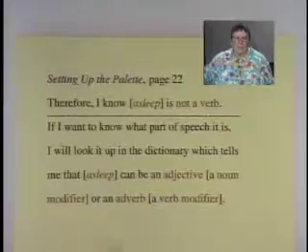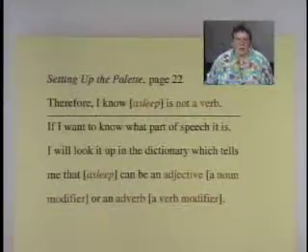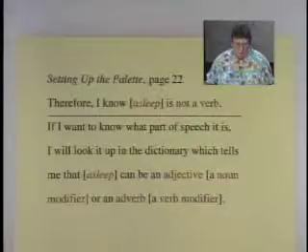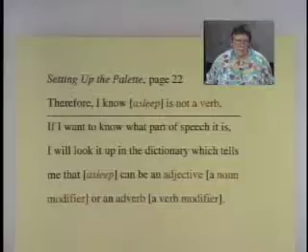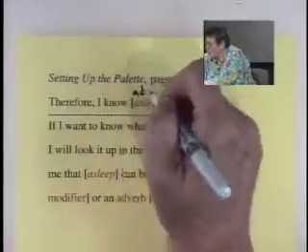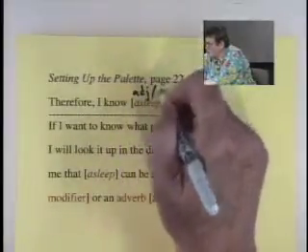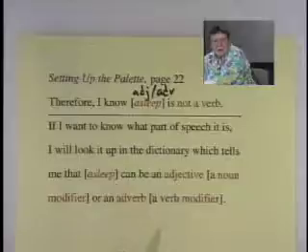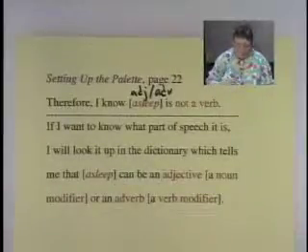So your next step would be to look it up in the dictionary, and that's going to tell you that asleep can sometimes be an adjective or a noun modifier or an adverb, which is a verb modifier. All you have to do is make a little note above it, ADJ, ADV, and you know that this part of the sentence is not ever going to be a verb. Clear? And those are tools. Memorize that. I mean, we don't need to keep reinventing the wheel on that.